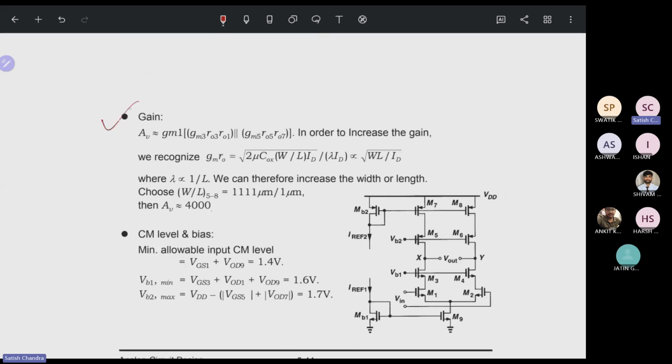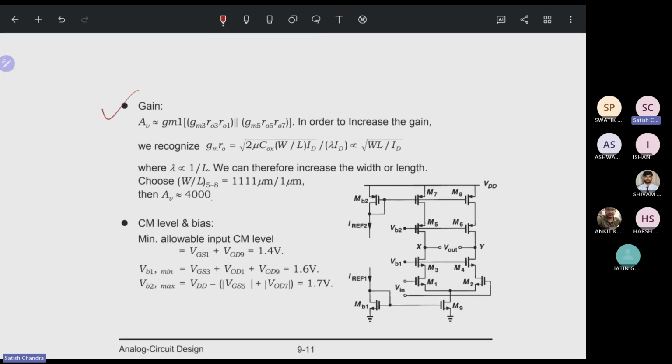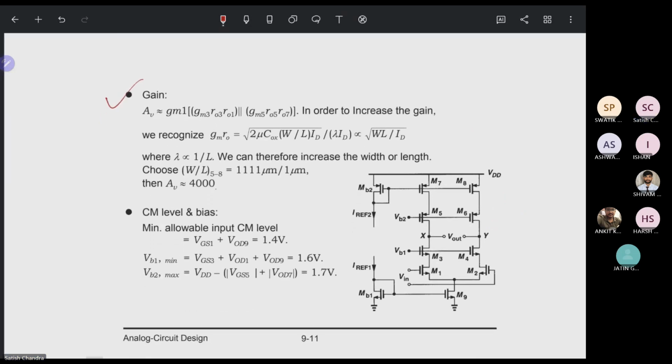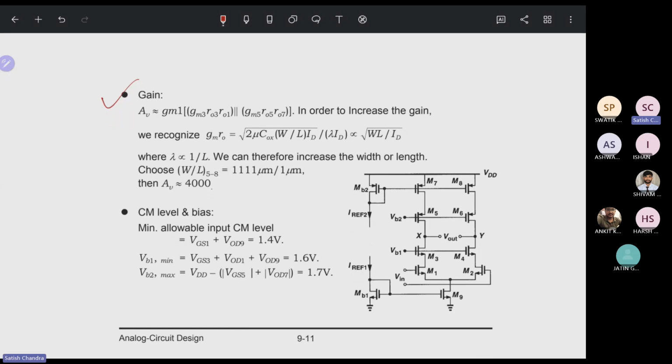And for the case of gain, look into this one, how we are achieving it. This is all basically data, nothing else. I need not explain this, which I have already explained in the previous slide. Just this part is added here.